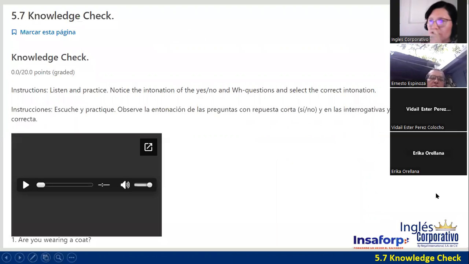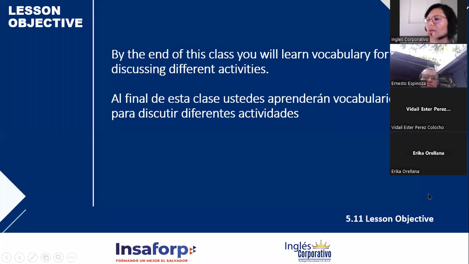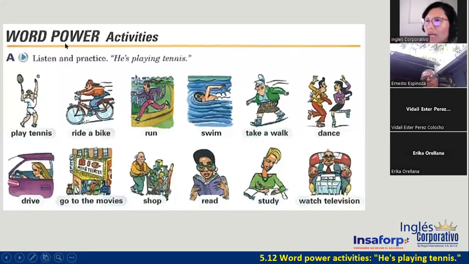Entonces, sigamos. This is the 5.7 exercise, que es prácticamente el ejercicio que acaban de hacer conmigo. 5.11. By the end of this class, you will learn vocabulary for discussing different activities, okay? So look at this. We have word-powered activities, and we have listen and practice. We have he's playing tennis, etc. So sin activar sus micrófonos, no es necesario, so repitan.